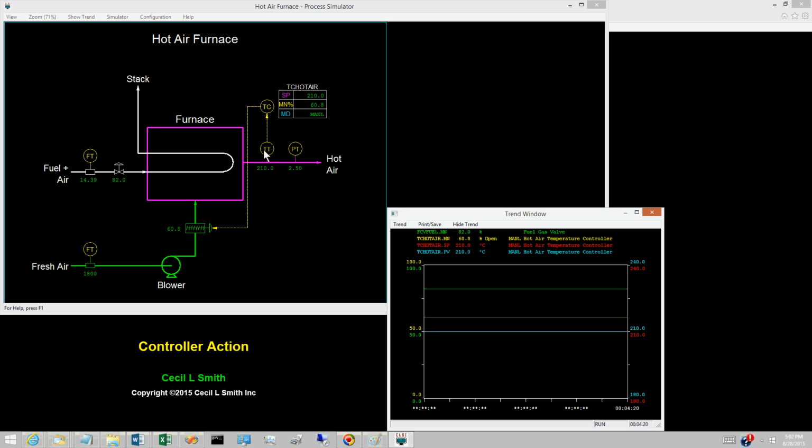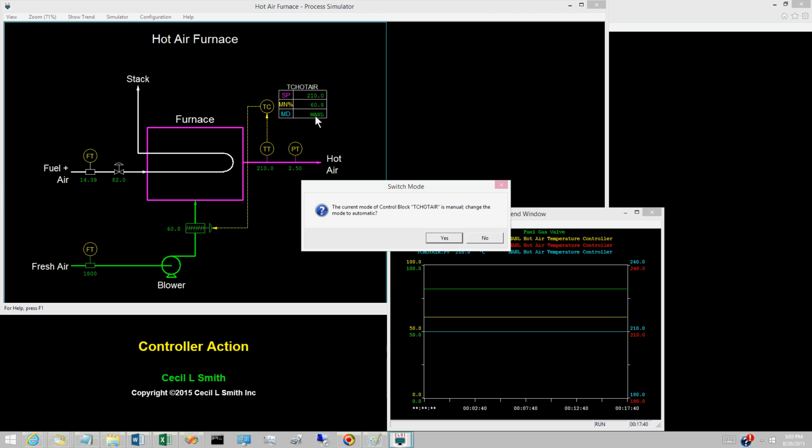If the hot air temperature is increasing, should the controller increase the fresh air damper opening or should the controller decrease the fresh air damper opening? To slow or reverse the rate of increase in the hot air temperature, the fresh air flow must be increased. The controller must increase the fresh air damper opening. The controller must be direct acting, sometimes designated increase or forward acting.